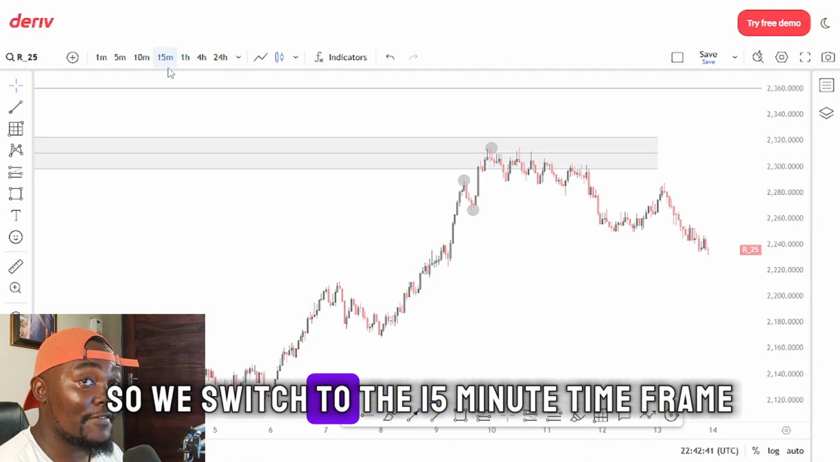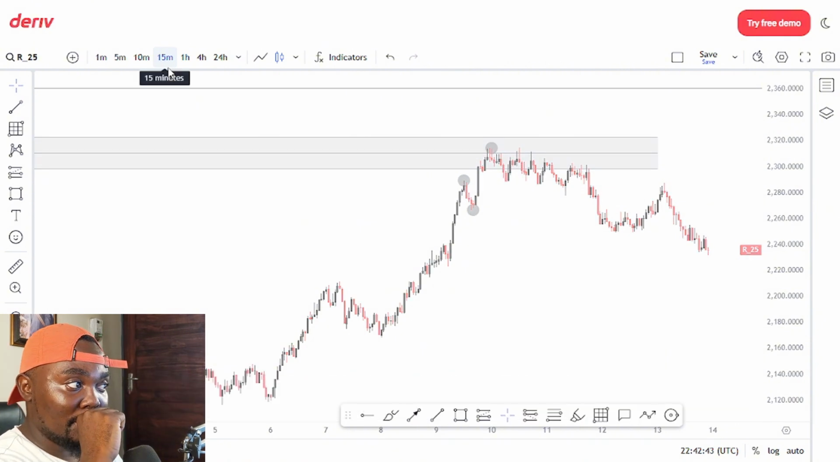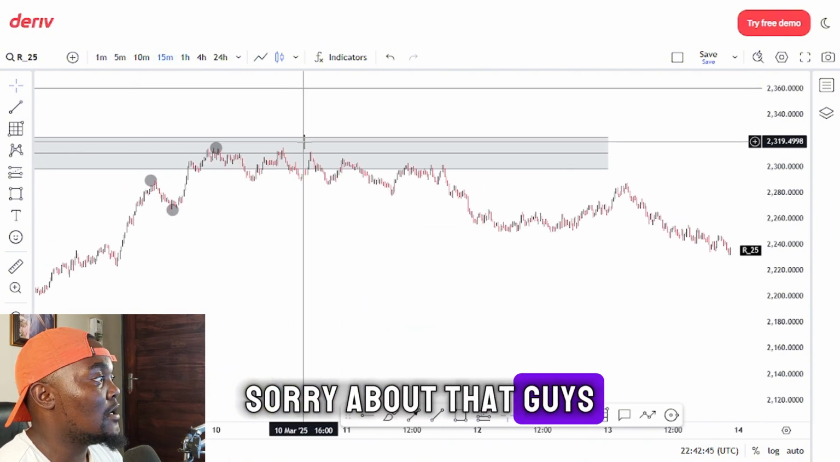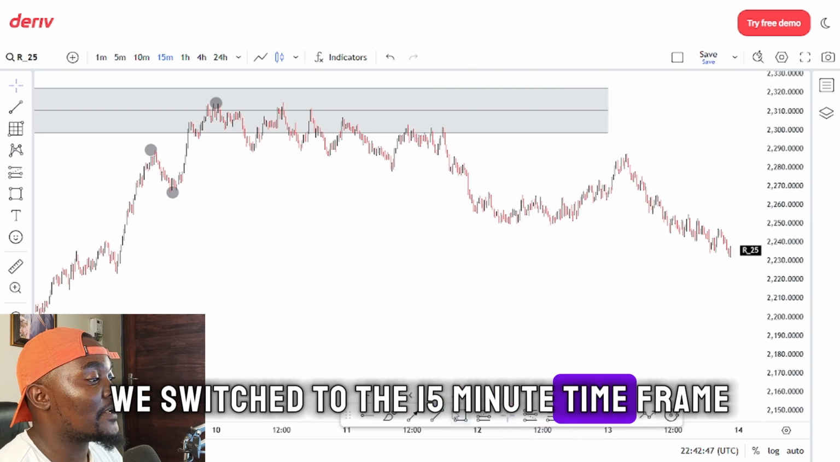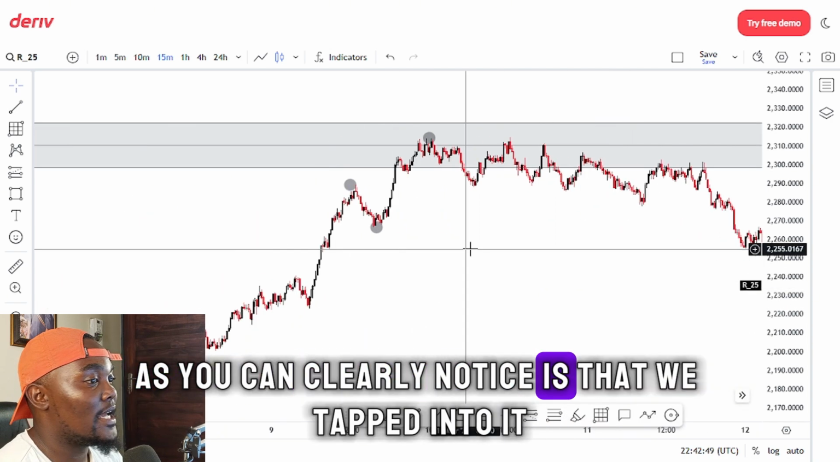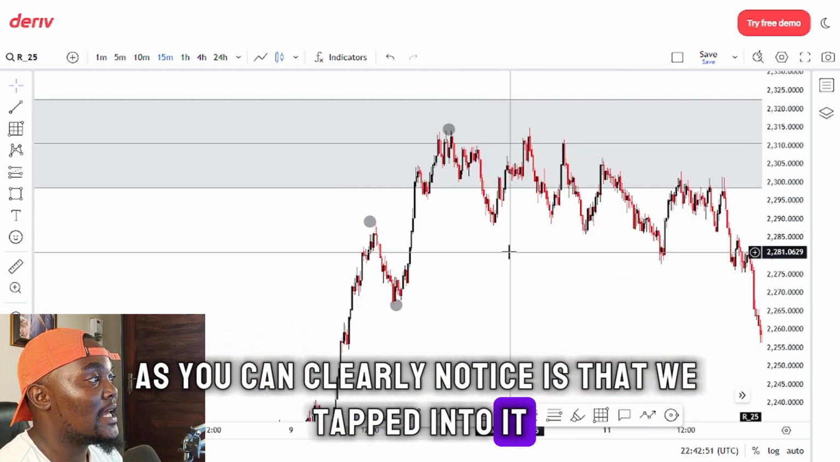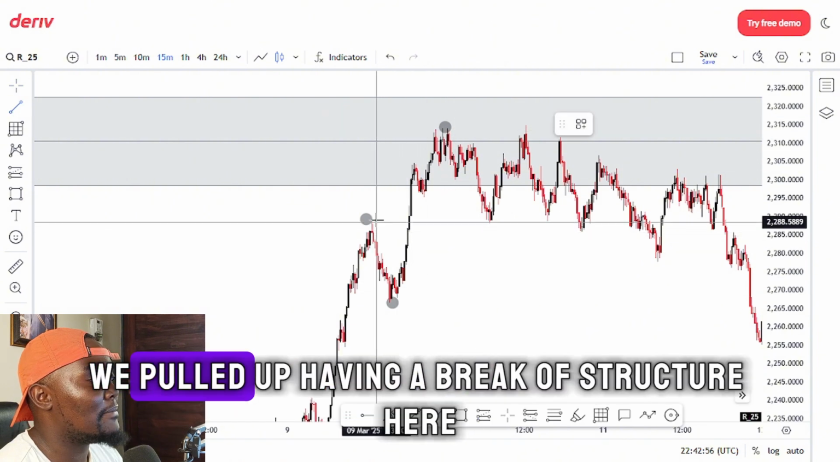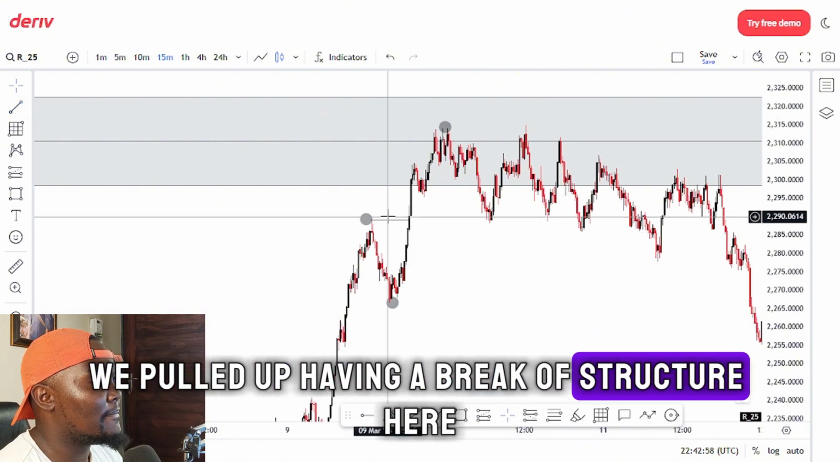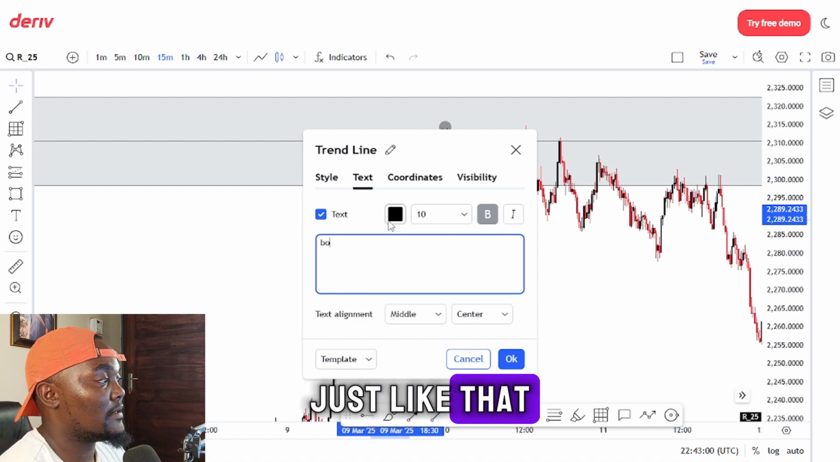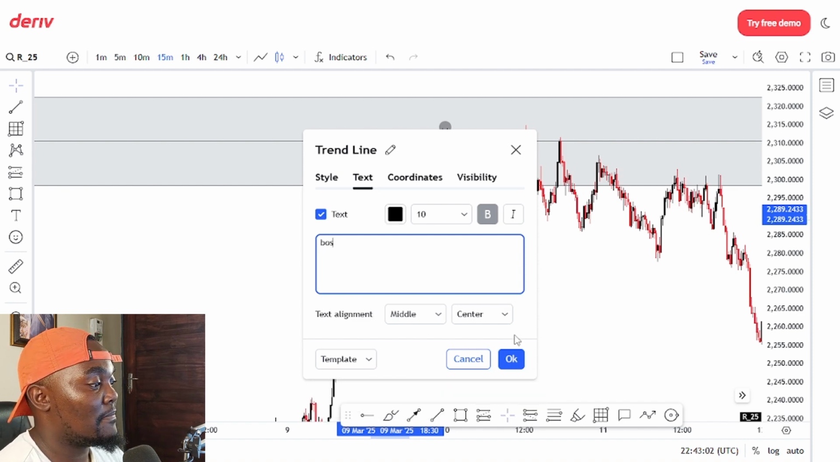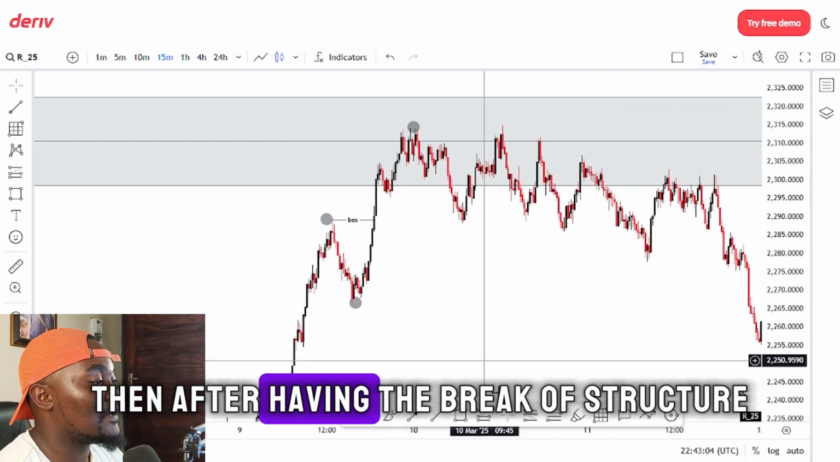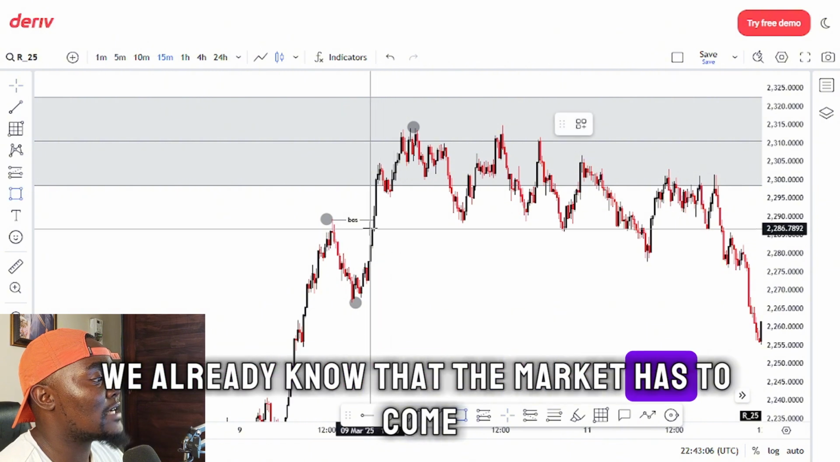So we switched to the 15-minute time frame. Sorry about that, guys. We switched to the 15-minute time frame. As you can clearly notice, we tapped into it, and then instead of breaking structure, as you can see, we pulled up, having a break of structure here, just like that. Break of structure.